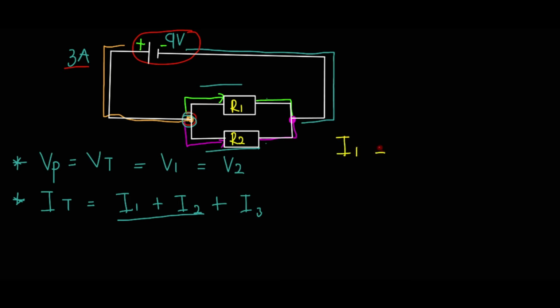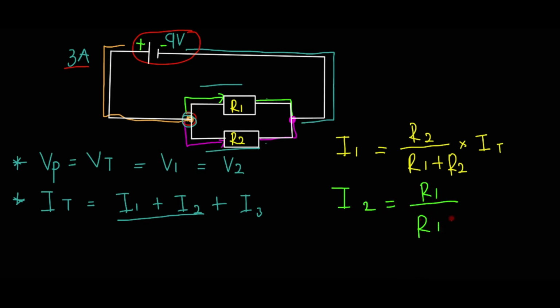So this formula, let's say o nyaka go calculate current ya resistor 1, o tlo re I1 is equals to R2 over R1 plus R2 times I total. And then let's say we have I2, current of R2 lekana le R1 over R1 plus R2 times I total.